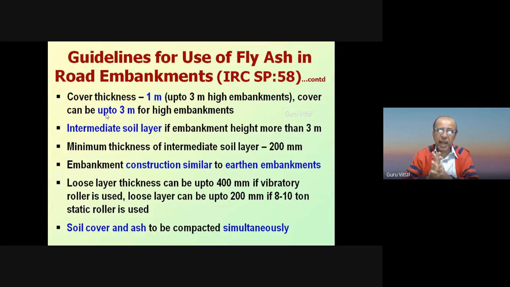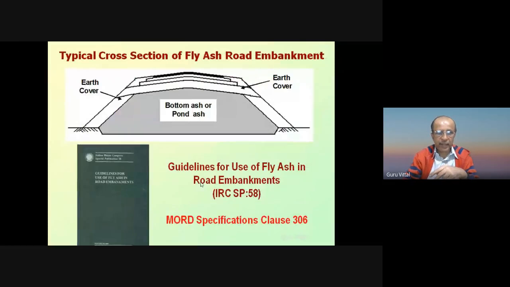Soil cover and ash are to be compacted simultaneously. That means when we construct an embankment layer by layer, we have to lay this earth cover as well as the ash layer, and then this side earth cover also simultaneously, and then compact it. When we start the compaction, we start from the edge and go to the center. So during construction, the compaction of the earth cover and the ash go hand in hand simultaneously. It is not that first we compact this and then we go on constructing or compacting this layer. That's not allowed.